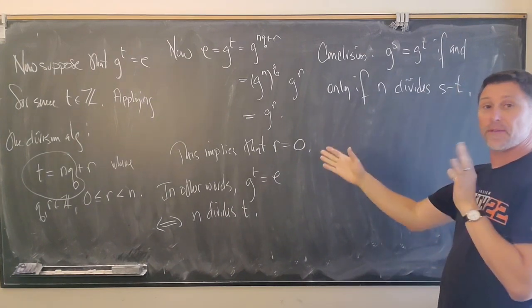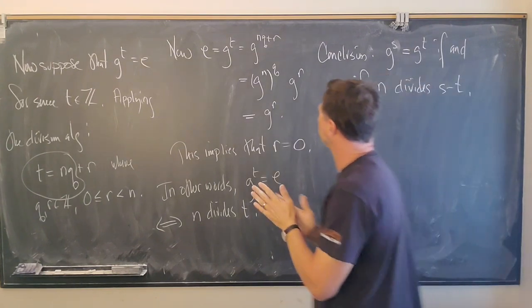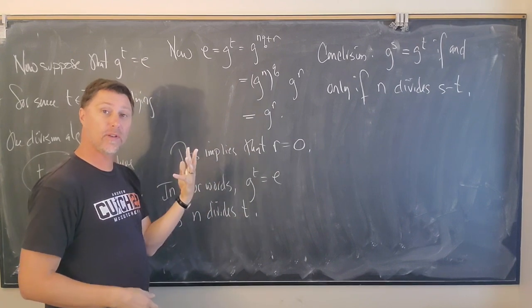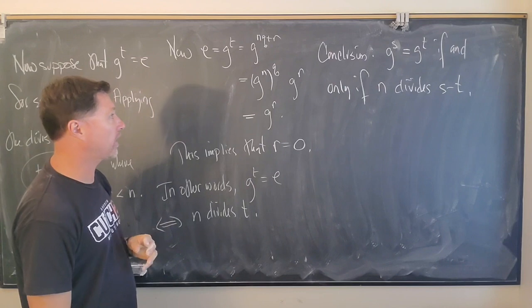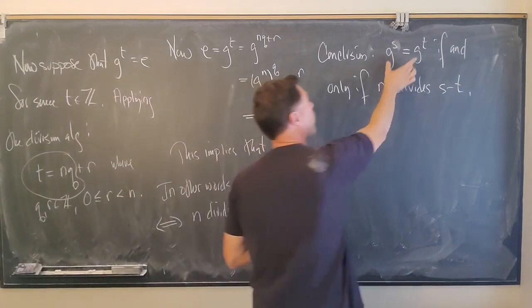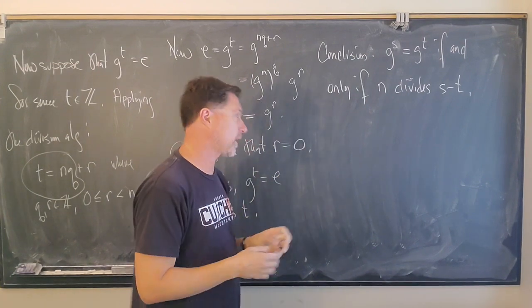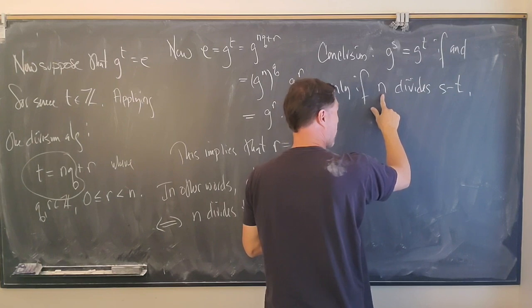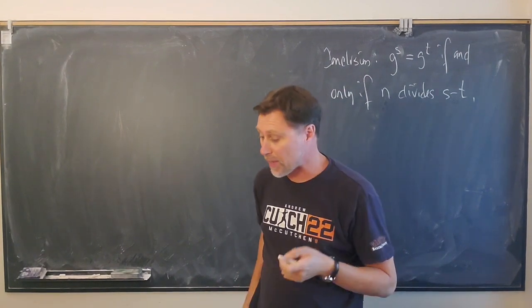Okay, so this tells us how elements behave differently when we're in an infinite cyclic group versus a finite cyclic group. In the infinite case, the only time we can get equality is if those exponents are equal. In the finite case, we can get equality if and only if n, the order of our group, divides the difference of those exponents. Okay, so let's summarize the discussion that we've had so far.